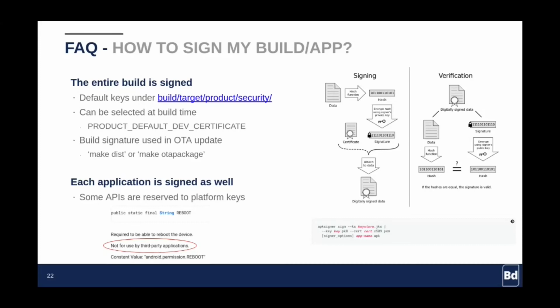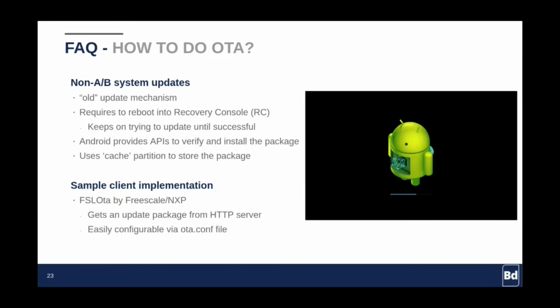So now, quick slides about how to do OTAs. There were two different ways to do OTAs in Android. The old one, which is the non-AB system update, worked like this: you would have a client on the platform that would download the update, or you push the update to your platform, and then that client would verify that the update is properly signed, and then reboot into the recovery console, install it, and reboot again.